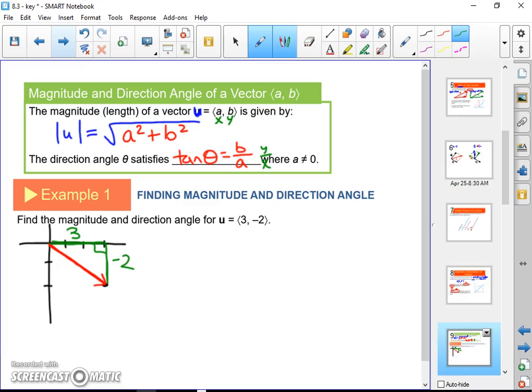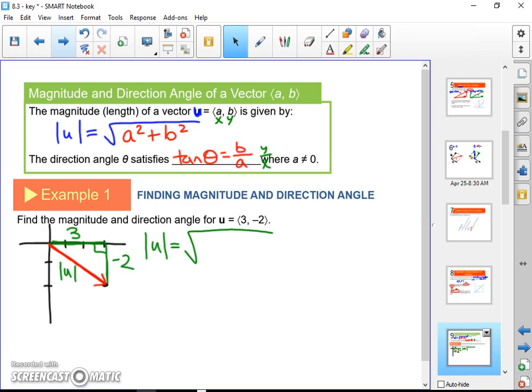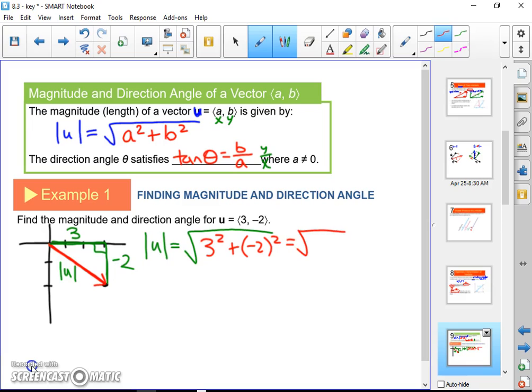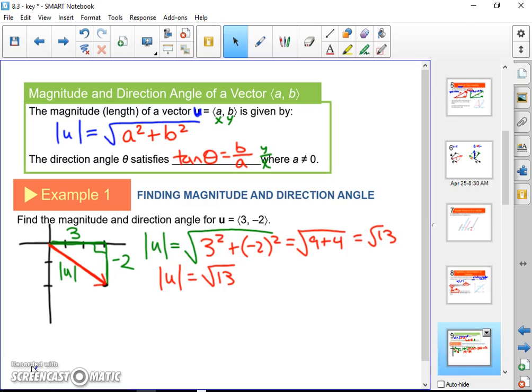But in order to find the magnitude, I'm going to use this formula. Magnitude of u equals the square root of 3 squared plus (-2) squared. Magnitude of u equals the square root of 9 plus 4, or the square root of 13. So my magnitude, or the size of the vector, the length of that vector, is the square root of 13, and that's about 3.6 or so. So we have to find the magnitude and the direction angle.